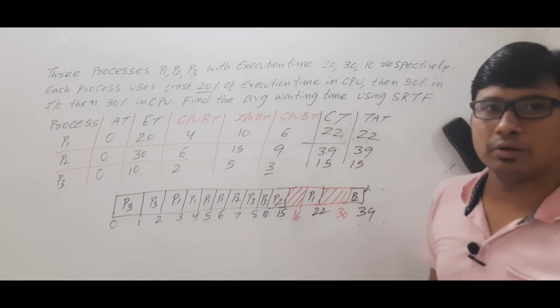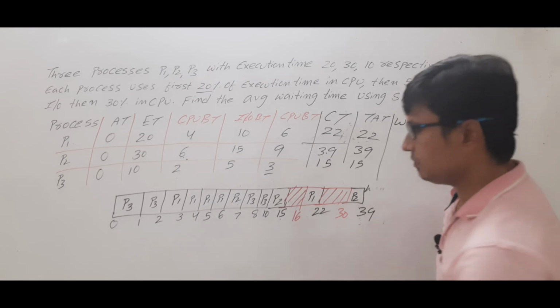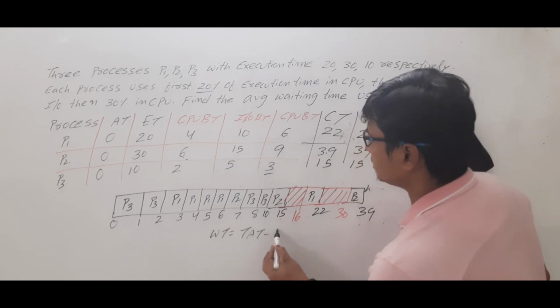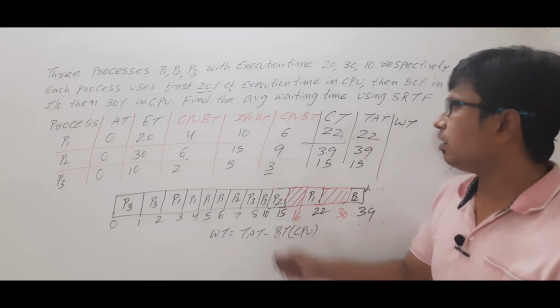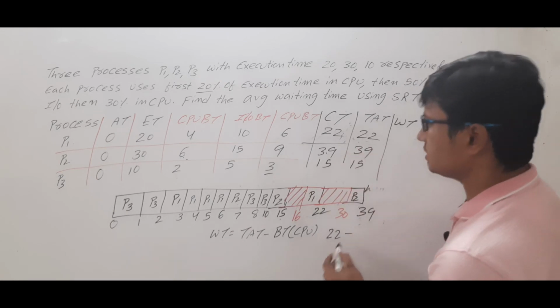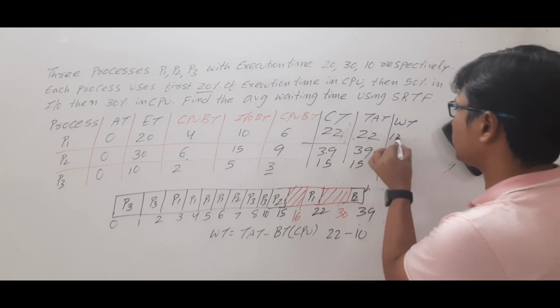Now they asked us to compute the average waiting time, so I need to compute the waiting time. Waiting time is equal to turnaround time minus burst time. Here burst time is the CPU burst time only, not the IO burst time. So for P1 it is 22 minus 4 plus 6, which is 10, so it is equal to 12.